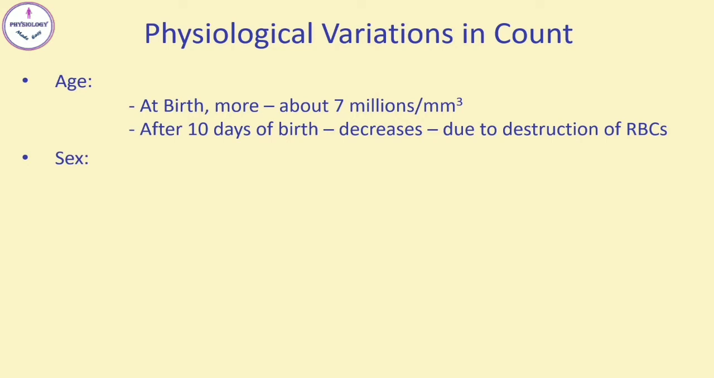Next is sex. RBC count in adult females is lower than that in adult males. Next is high altitude. People residing in high altitude areas have high RBC count. It is because of the hypoxic stimulation of erythropoiesis.